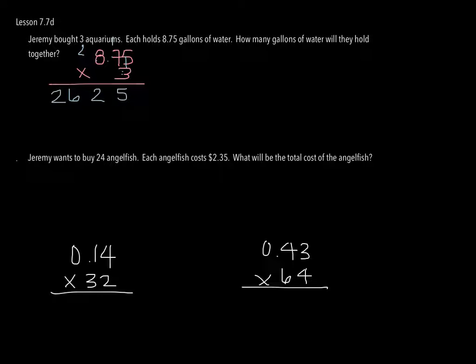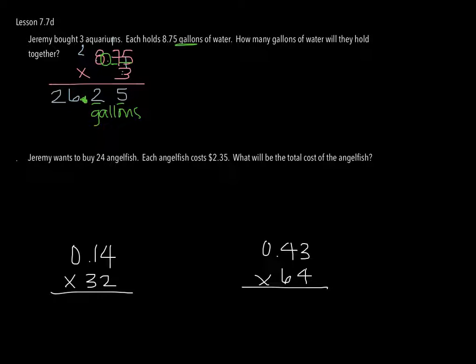And then what I'm going to do is I'm going to count the number of spaces to the right of the decimal point. Again, we're going to circle our decimal point, 1, 2. So we're going to count 1, 2, and our decimal point is going to go right there. And it's 26.25 gallons. Okay, because we're talking about how much water in 3 of them.